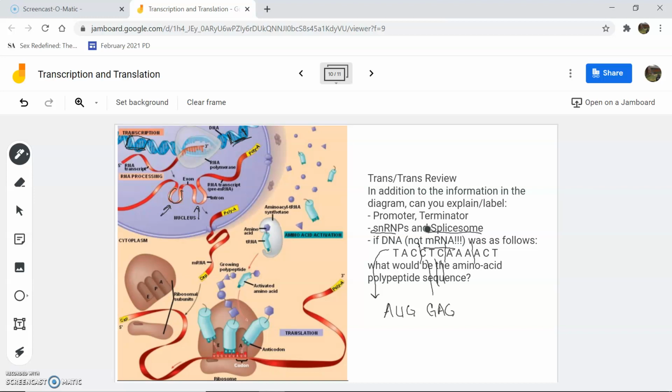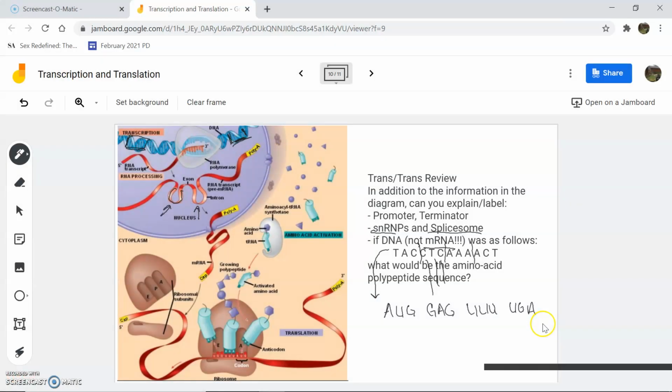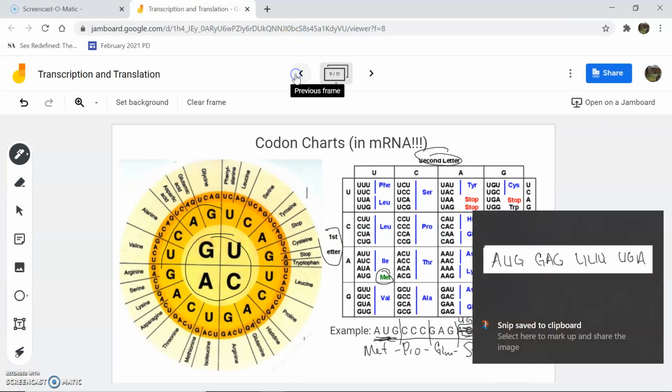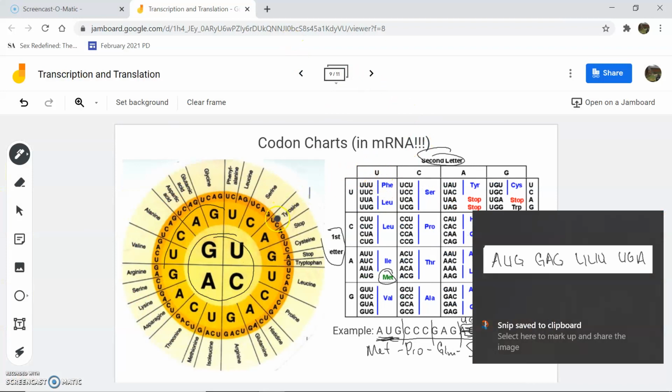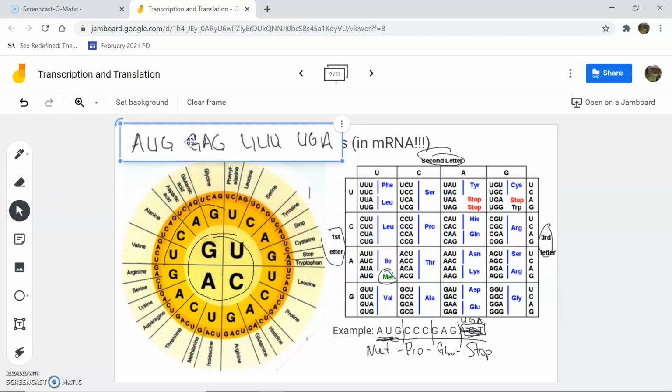And then the next codon, if I'm looking up here at this AAA, the codon that would be created there would be UUU, because you've got to remember uracil instead of thymine. And then the final codon here would be UGA. And I'm going to take this thing, and I am actually going to cut it, and I'm going to bring it back to a different page here, so I can use my codon wheel here, and I'm going to insert it. I'll just pop it in over here, just so that we have that to look at.